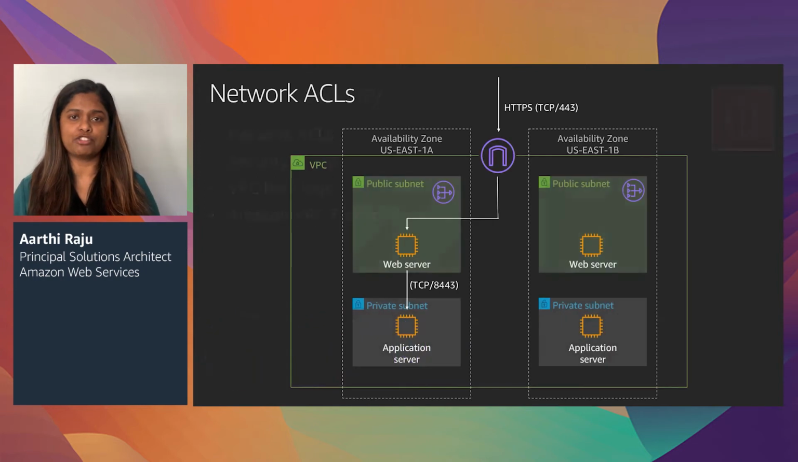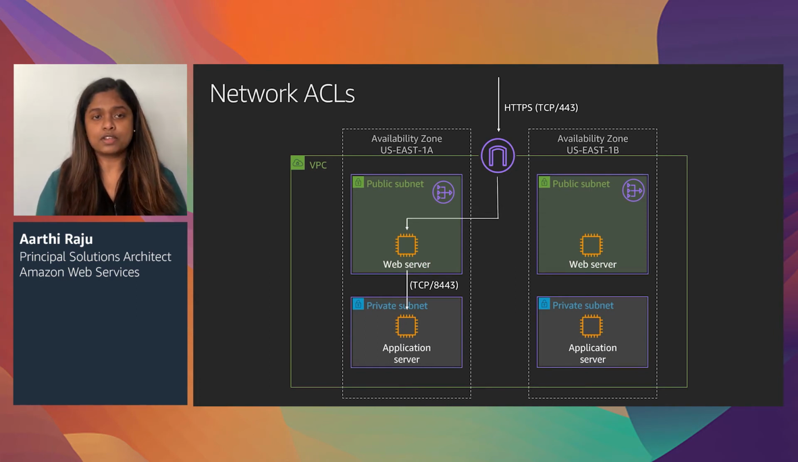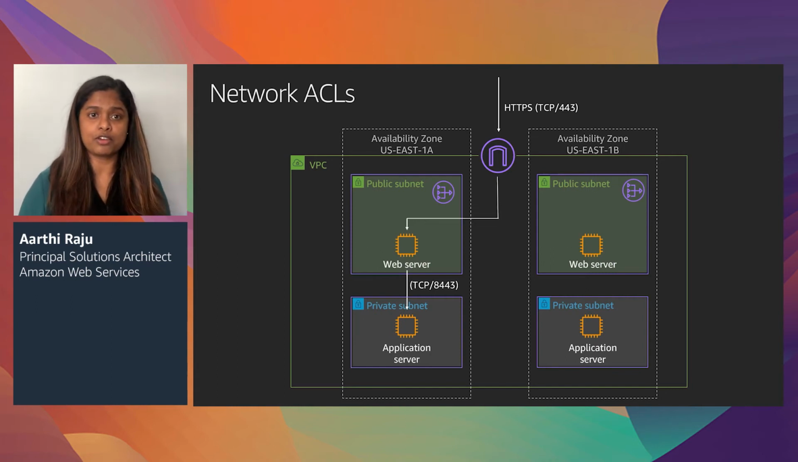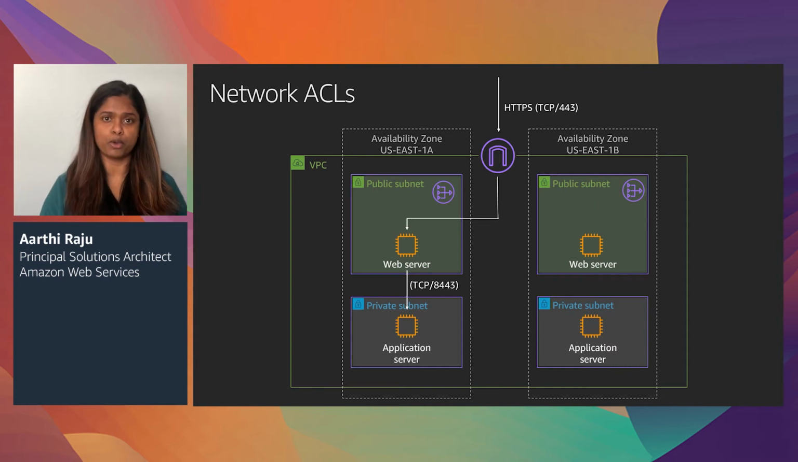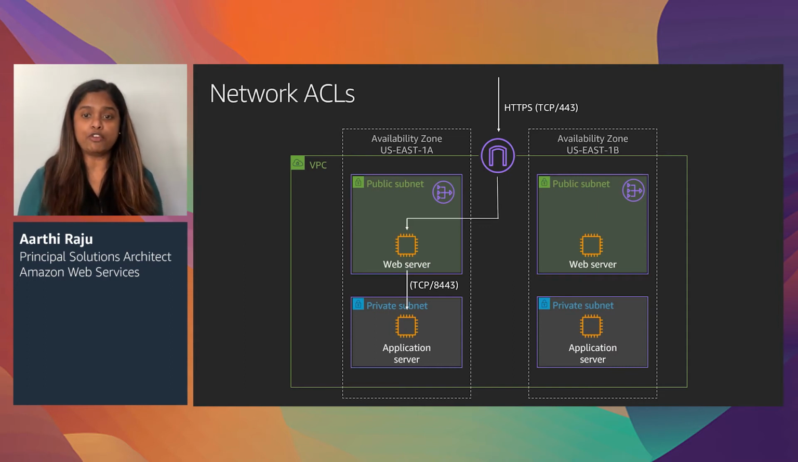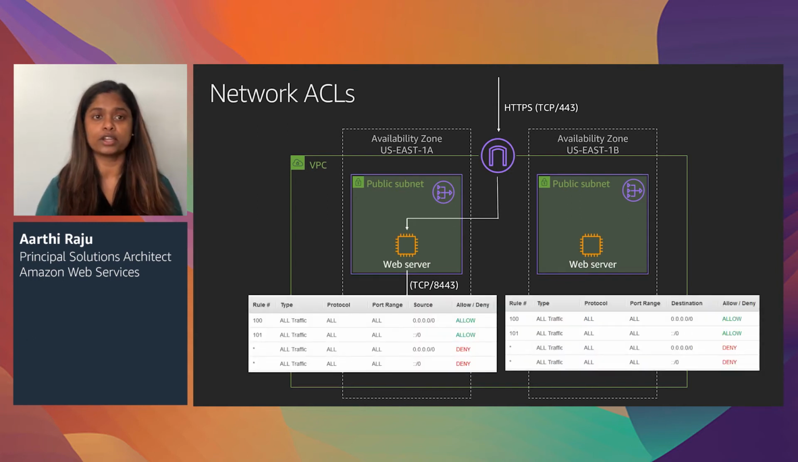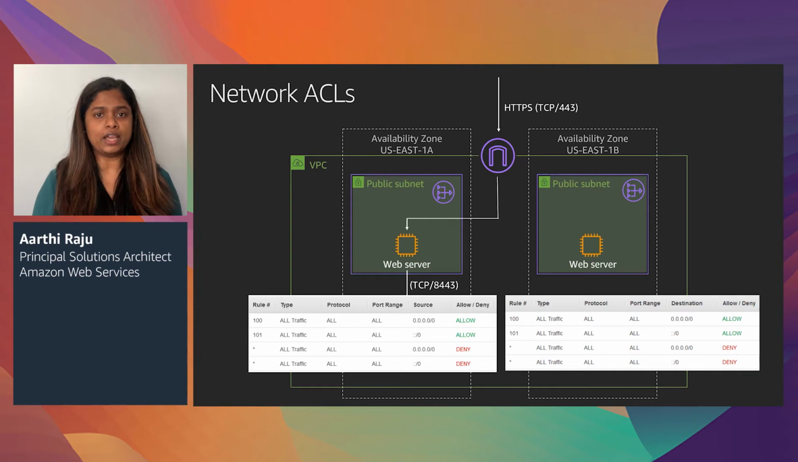This is our application. My web server is in public subnet, my application server is in private subnet. Network access control lists operate at the subnet level. What this means is, by default, the network access lists are stateless. So I'll have to define inbound rules and I'll have to define outbound rules. So with the default rule, this is what you will get. You will get the default inbound rule that allows all traffic and the default outbound that allows all traffic. For most customers, this might be sufficient.